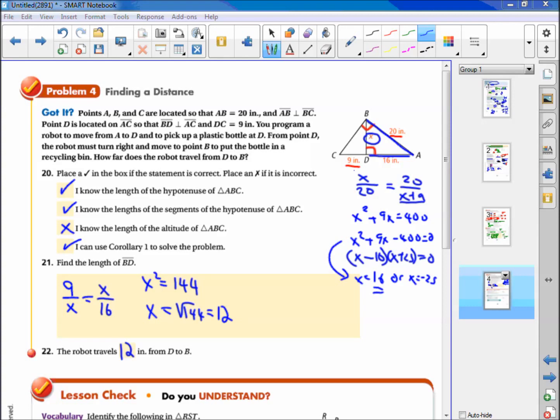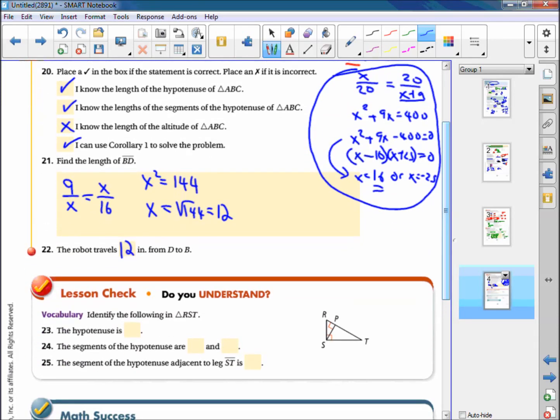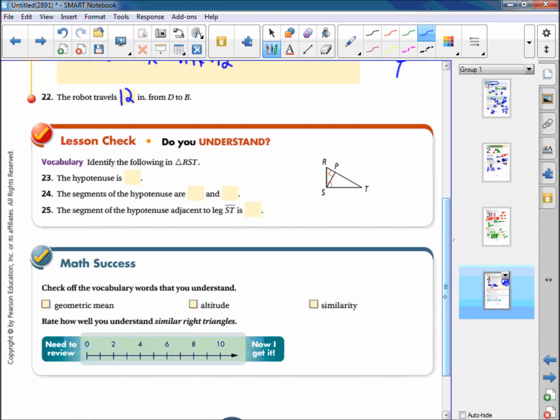All right. So this part here was a bit trickier. And if you have some questions, you can ask me in class, but you're going to probably have to start brushing up on your quadratics a little bit. All right. So lesson check. Do you understand? So this is a short lesson check, so let's go ahead and just go through it.